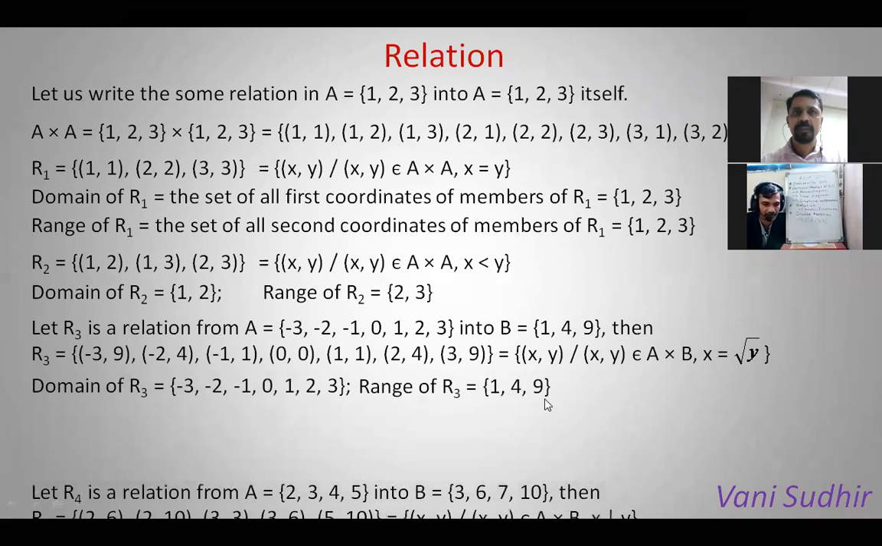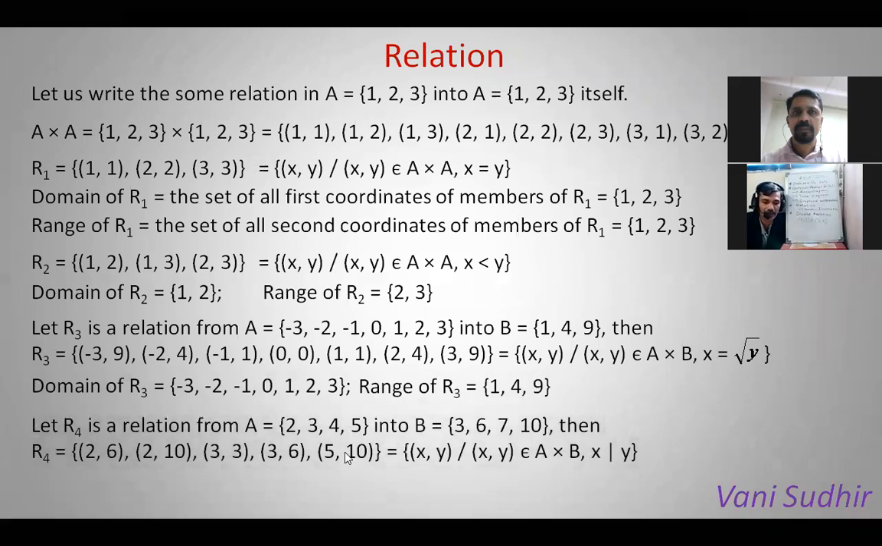Now one more relation I wrote. I took the elements in set A: 2, 3, 4, 5. In set B I took 3, 6, 7, 9, like that. Now I'll write the ordered pairs of R: (2, 6), (2, 10), (3, 3), (3, 9), (5, 10). And what is the formula you see?